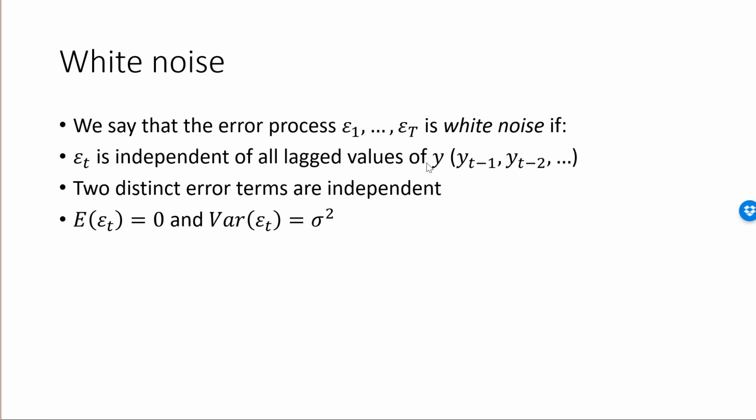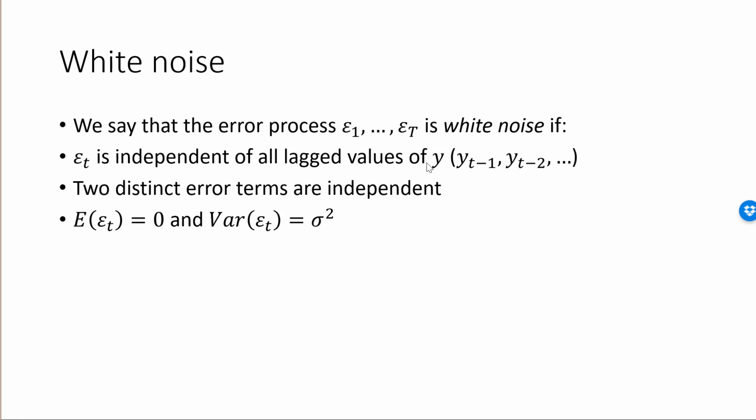And finally, the expected value of this shock or error term must be 0 for all time periods t, and the variance must be constant. We denote it by sigma square, so no heteroscedasticity. Note that we write these expected value and variances without conditioning on yt minus 1. And that's simply because of the second assumption. We made the assumption that they're independent. So you can also write the expected value of epsilon t conditionally on the lagged values of y. That will be 0 as well.